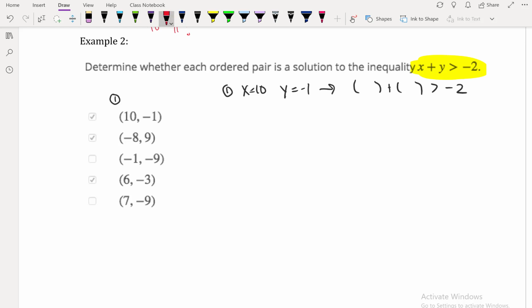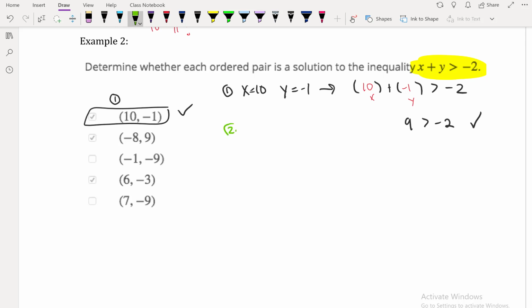It all comes back to this equation, x plus y greater than -2. So the x value that I'm plugging in is a 10. That was my x value. And my y value here is -1. So 10 plus -1 is 9. Is 9 greater than -2? It is. 9 is bigger than -2. So that's true.